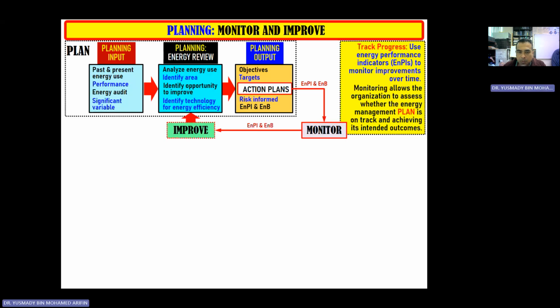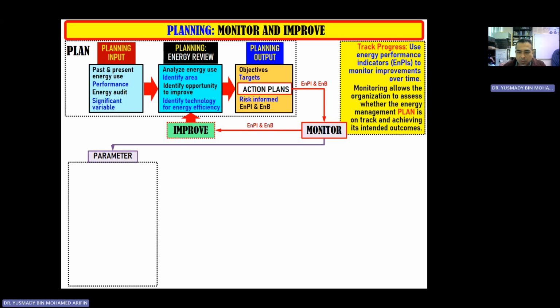After the monitoring process, we will have the improvement process, where we also need to refer to the energy performance indicator and the energy baseline parameter, because we will use these parameters as a guide to whether our target or our objective is achieved or not. Then we need to revise based on the outcome or result obtained from the monitoring process. We need to improve or revise the energy review process and so on.